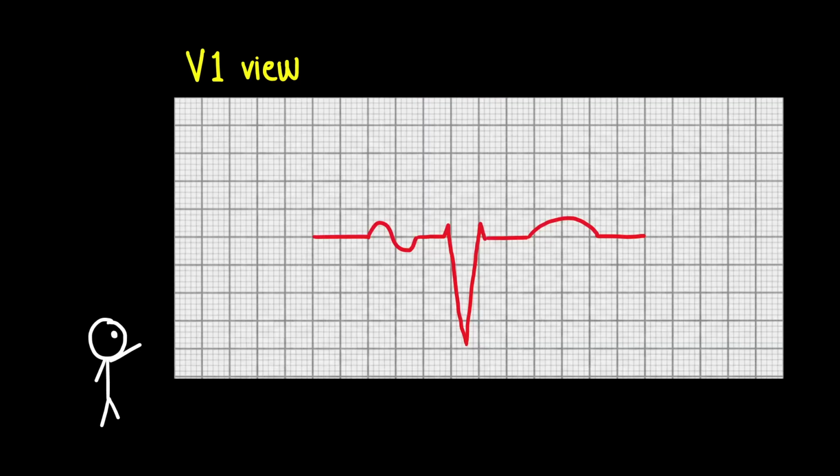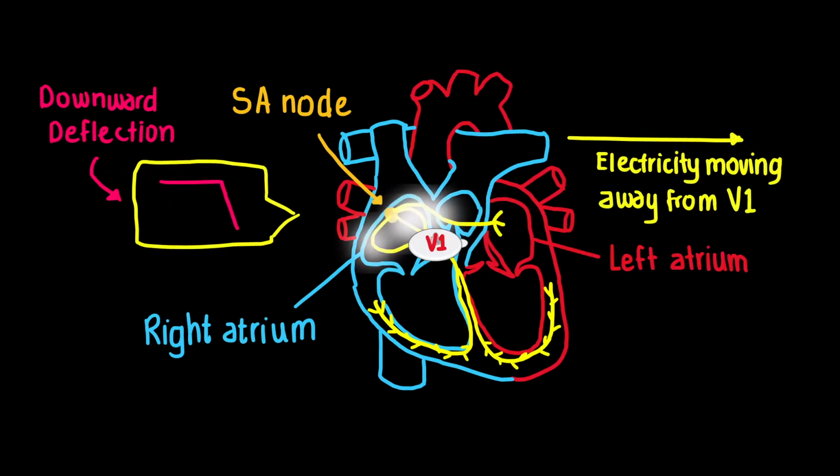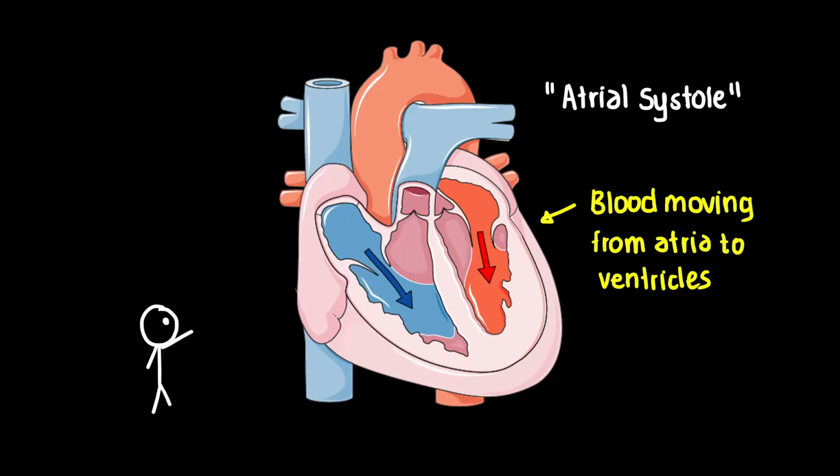Now, V1 is different. The P wave here is biphasic. It goes up, then down. That's not abnormal, it's normal anatomy. Because the right atrium depolarizes first, moving toward V1, showing positive deflection. Then, the left atrium depolarizes, moving away from V1, showing a negative deflection. To summarize, the P wave represents the atrial depolarization, or atrial systole, where both atria contract to move blood into the ventricles.